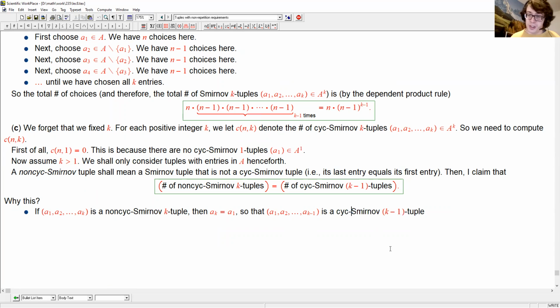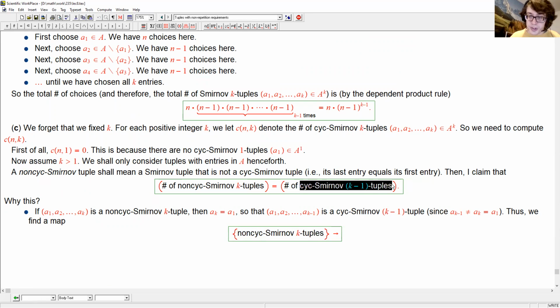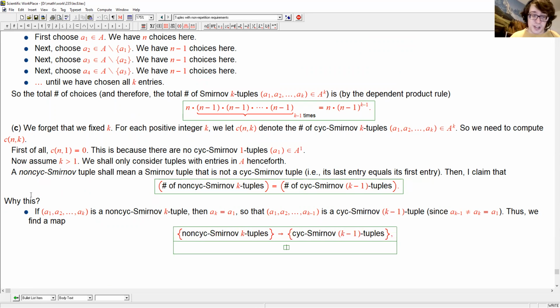However, we can do better. It's a 6-Smirnov (k minus 1)-tuple. Why? So why is A_{k-1} different from A1? Well, because this tuple is Smirnov, A_{k-1} is different from A_k, because A_{k-1} and A_k are consecutive. But A_k is equal to A1. So this one is a 6-Smirnov (k minus 1)-tuple. Thus, we find a map from non-6-Smirnov k-tuples to 6-Smirnov (k minus 1)-tuples. And what this map does, it cuts away the last entry.